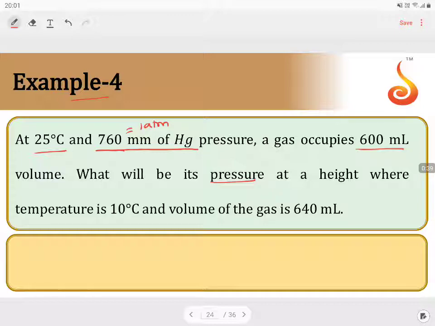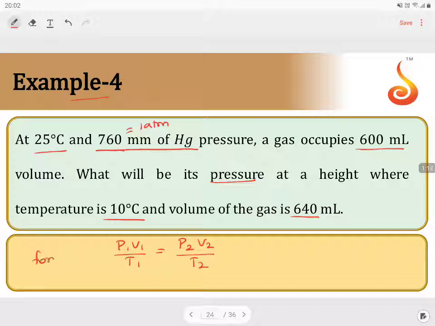So the question is to find pressure at a height where temperature is 10 degrees centigrade and volume of the gas is 640 ml. So remember children, when the question is given where the same gas is present at two different experimental conditions, then we have to take the number of moles as equal, from which the combined gas equation that comes here will be P1 V1 by T1 is equal to P2 V2 by T2.